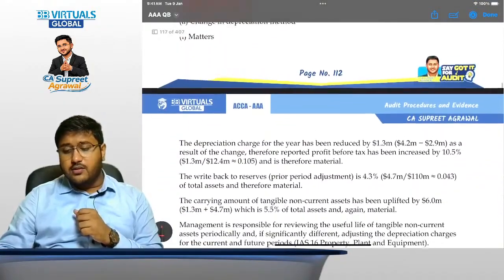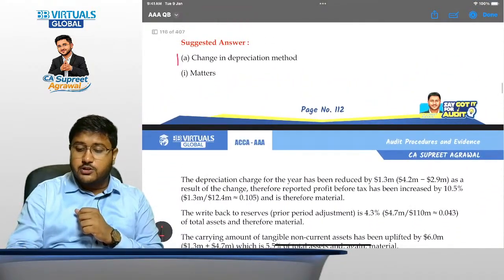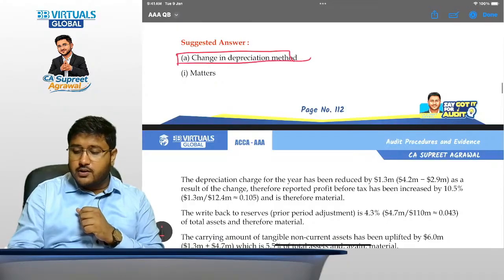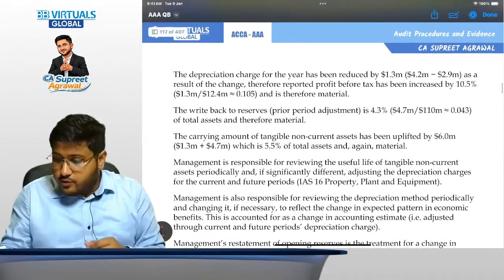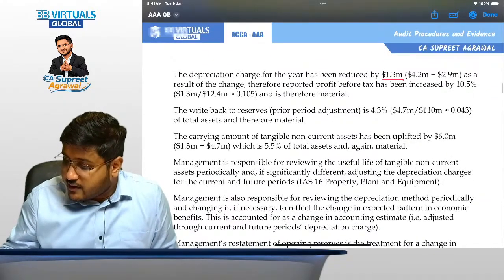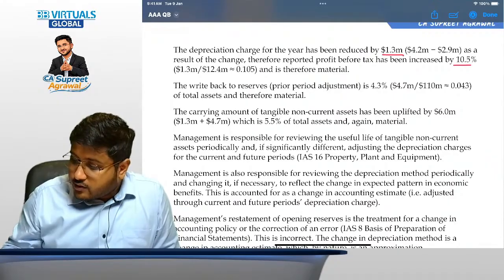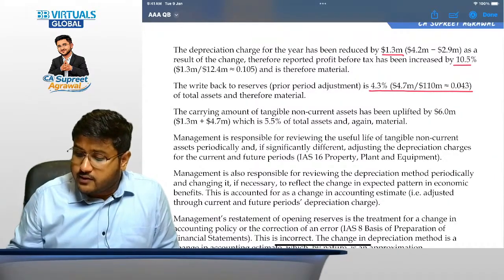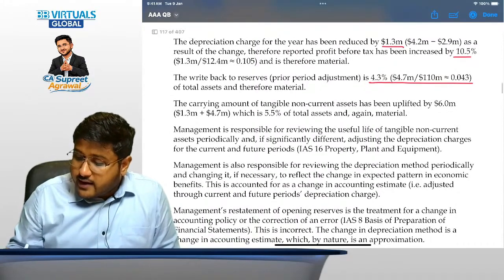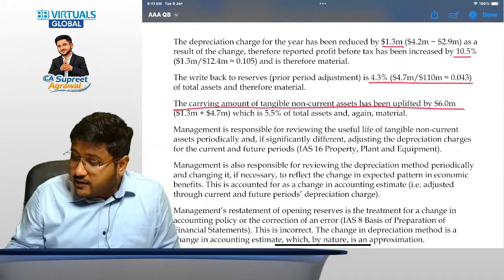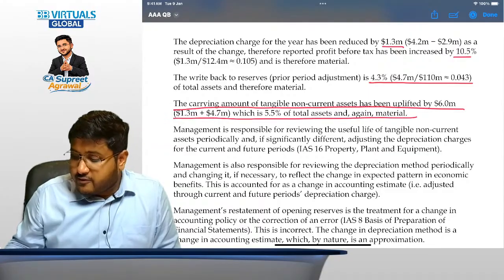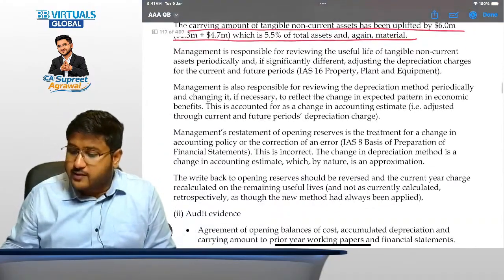Now, when we talk about the changes in depreciation method, first point, changes in depreciation method. The first thing that we should discuss is the materiality. So is it material? Yes, 1.3 is material because it increases the profit before taxes by 10.5%. If we talk about the write back reserves, this is also important as far as it is concerned with total assets also. Then the carrying amount of tangible assets will also be increased by $6 million, which is 5.5% of the total assets. This is important.